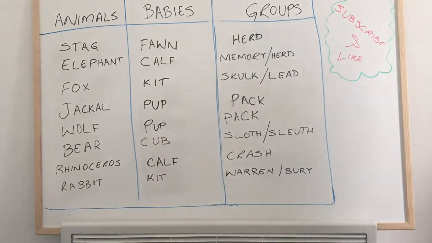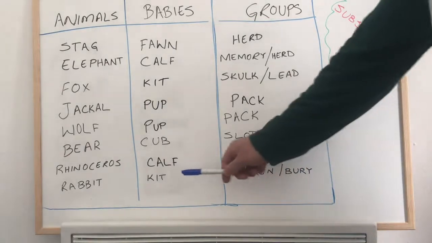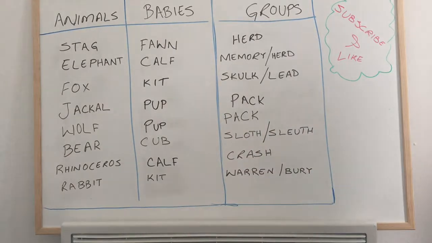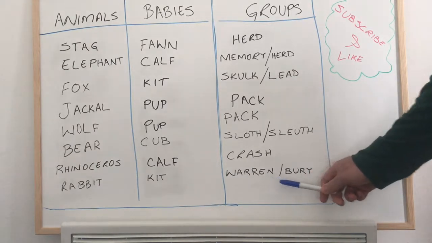Rabbit. A baby rabbit is called kit. And a group of rabbits is called warren or berry.